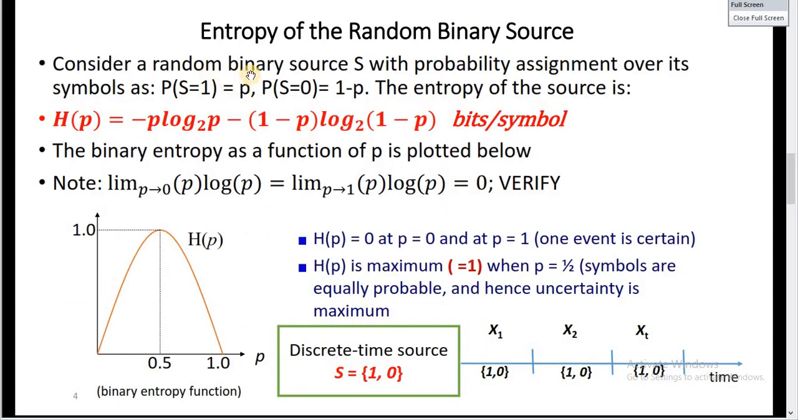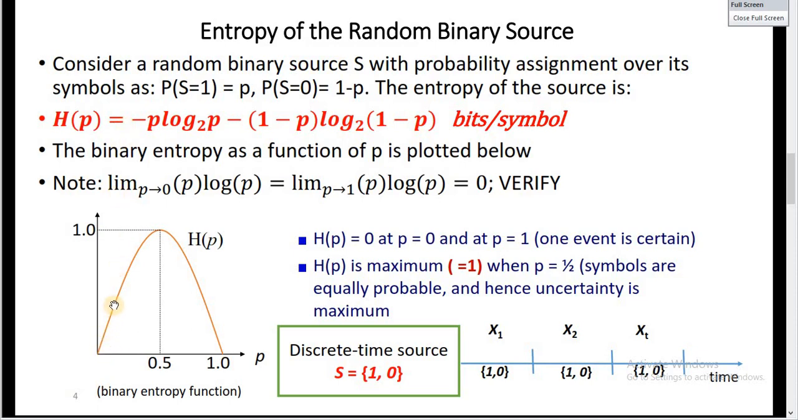Now we consider the binary source. Consider a random binary source S with probability assignment over its symbols as probability that S equals 1 equal P, probability that S equals 0 is 1 minus P. The entropy of the source is H of P equal minus P, which is the probability of 1, log base 2 P, minus the probability of a 0, which is 1 minus P, log base 2 of 1 minus P, in bits per symbol.